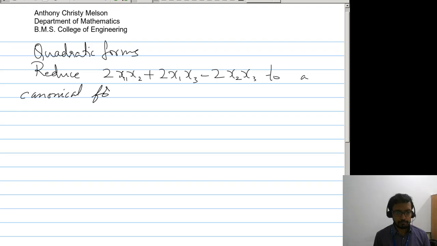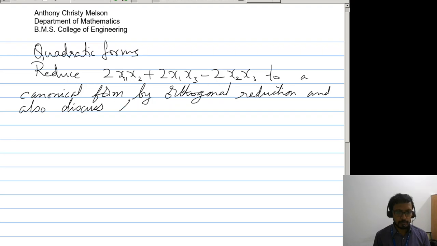Reduce x1 x2 plus 2 x1 x3 minus 2 x2 x3 to a canonical form by orthogonal reduction. And also discuss the nature of the quadratic form.